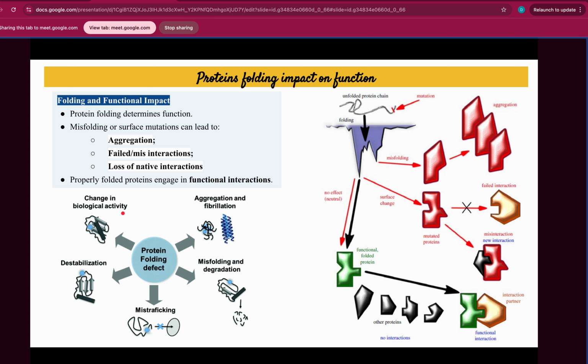Change in biological activity. For example, we have an enzyme which catalyzes some reaction, but now because of a mutation its fold gets defective. In such a case, its biological activity will change. It might not catalyze the process with the same efficiency. It might lose its catalytic properties, or it might slow down, its catalytic rate will be less.